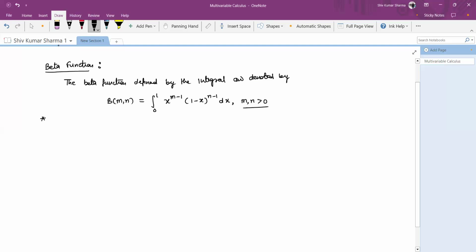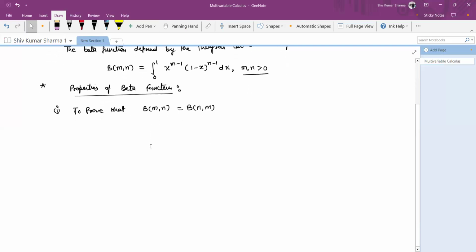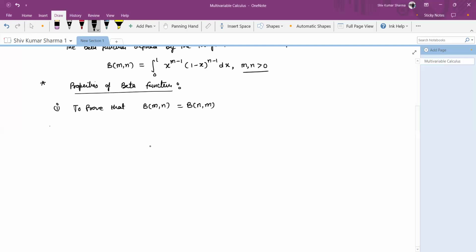So first we start with the properties of beta function. So we write down the properties of beta function. So we have the first property to prove. We start with the first property. So to prove that beta mn is equal to beta nm. So here we shall prove beta mn is equal to beta nm. So now we do the proof of this.